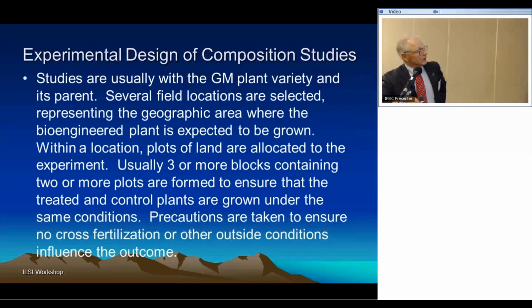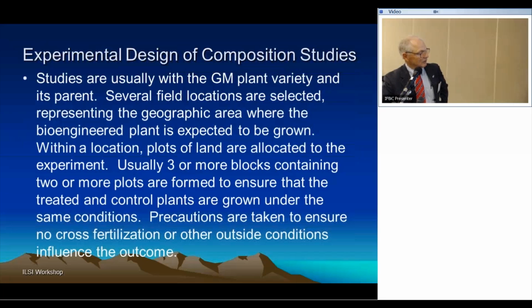In order to, they do, several field locations are selected representing the geographic area where the bioengineered plant is expected to be grown. So this gives you replication and gives you more confidence in the results. Within a location, the plots of land are allocated to the experiment. Usually 3 or more blocks containing 2 or more plots are formed to ensure that the treated and control plants are grown under the same condition.